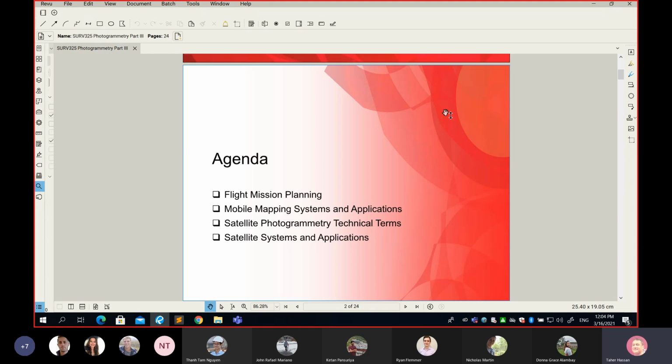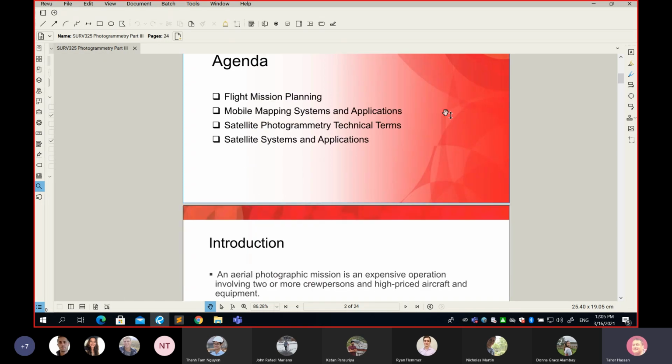And we will talk about a very, very interesting topic in photogrammetry, a system that uses photogrammetry to create maps very fast, something called mobile mapping systems. We'll also look at their applications. And then our last part after the break, we will talk about satellite photogrammetry and some technical terms, and then we will look at the application of the satellite systems. Now let's get started here.